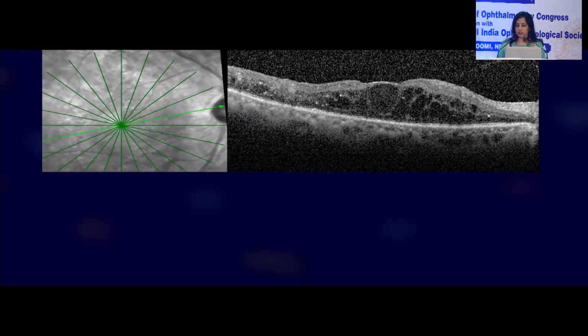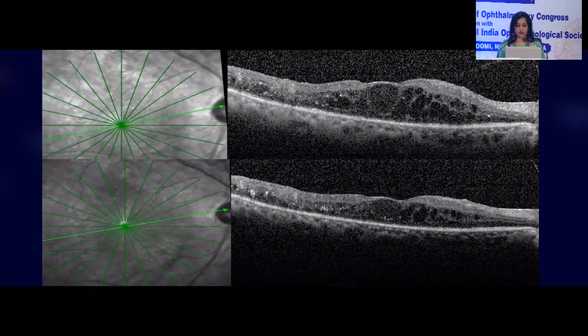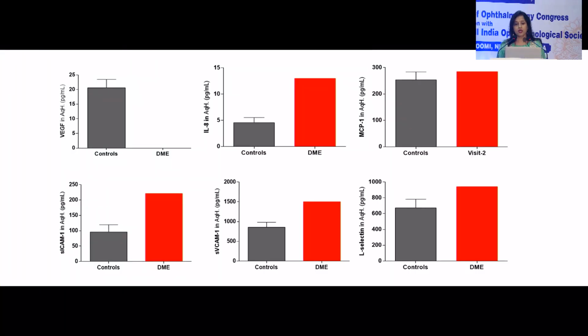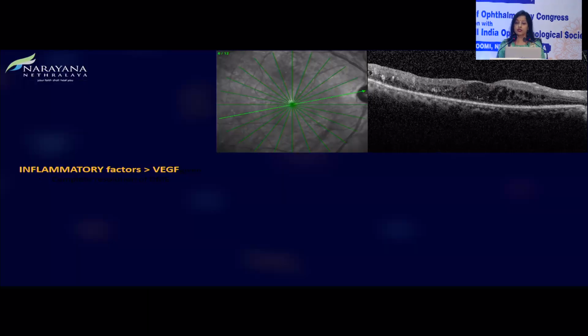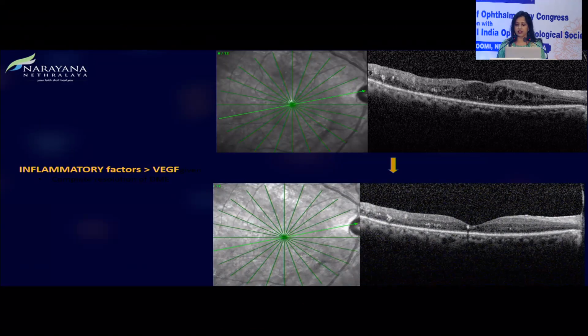Now let me illustrate with one case here. This is a patient with DME who underwent anti-VEGF treatment. You can see that the response is not very great. On aqueous sampling, we found that the VEGF levels were quite negligible, but the inflammatory biomarkers are much higher, as you can see. Intuitively, we switched this patient to steroids, and you can see that the response was fantastic. Imagine if you could have done this much before.